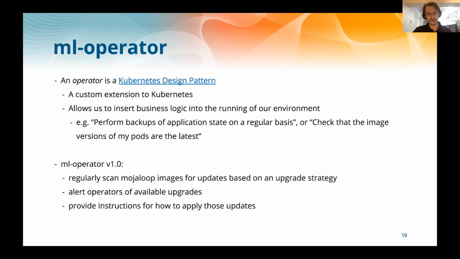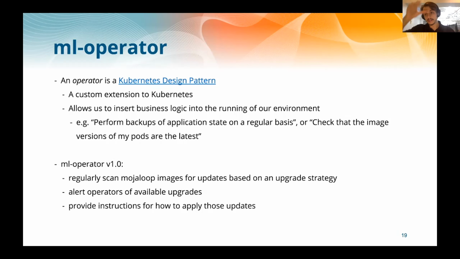Another one, which is the one we're doing here, is checking that the images of my running deployments or my running pods are up to date, that they're the latest, that they have the security patches that we just talked about. While the branching strategy is the process of doing this, the operator is the way that we see this being applied, applying those security patches and updates to running deployments of Moduloop in the future.